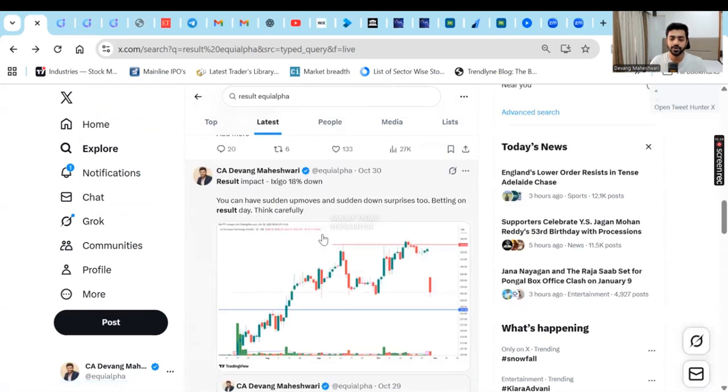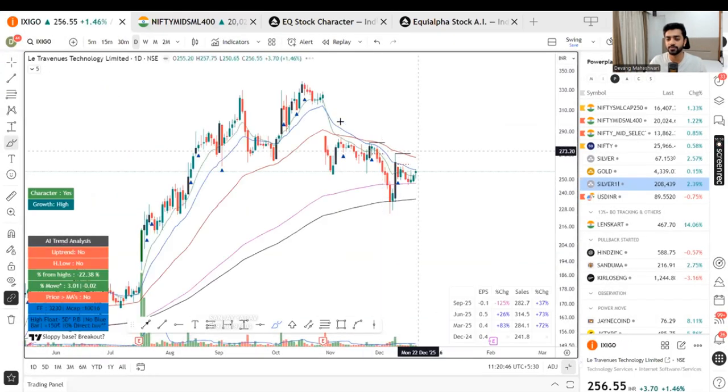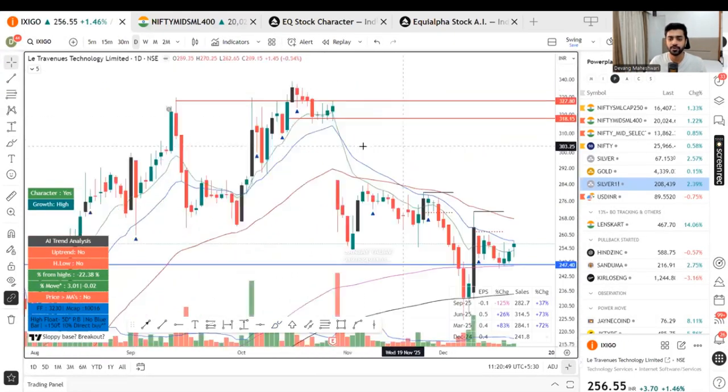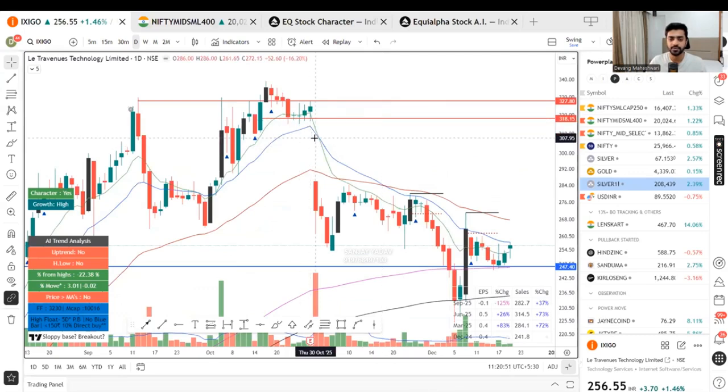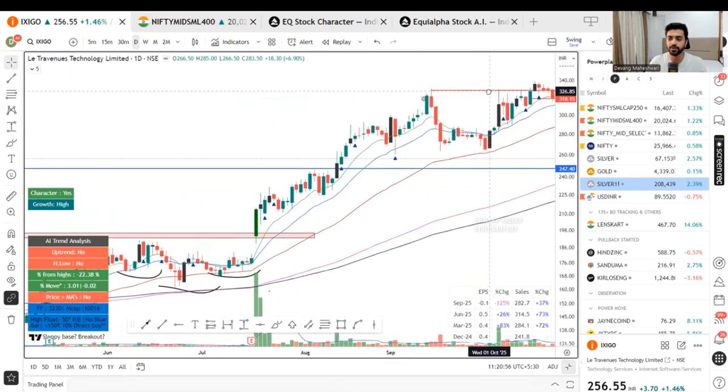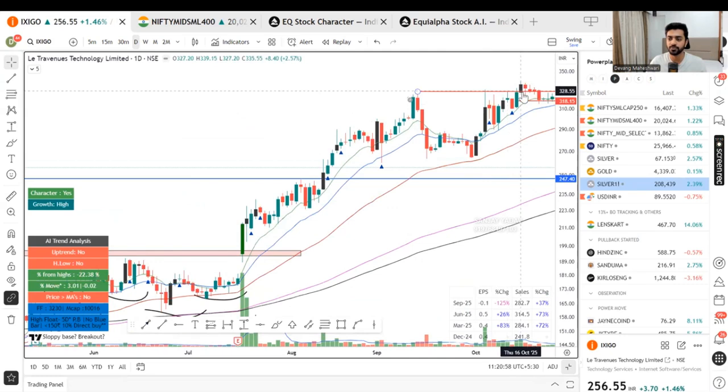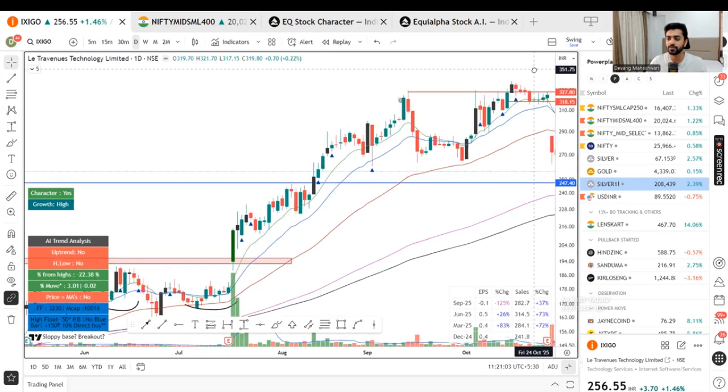This is Ixigo, 18% down. Now this was a very good chart. Every result season I keep posting top casualties because it's very volatile. 16% fall. Very good chart. Look up till here. It's a very strong breakout, going below 10 again, then the result. Direct 11% gap down and then closed 16% down.